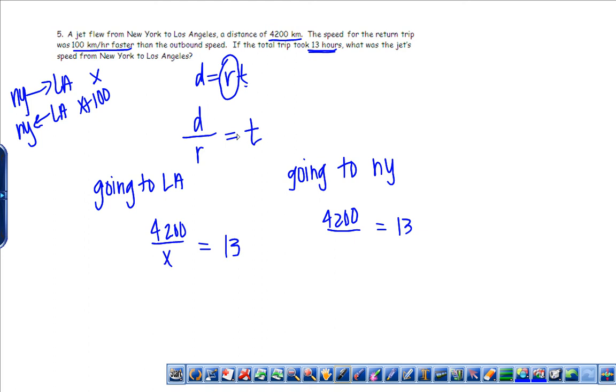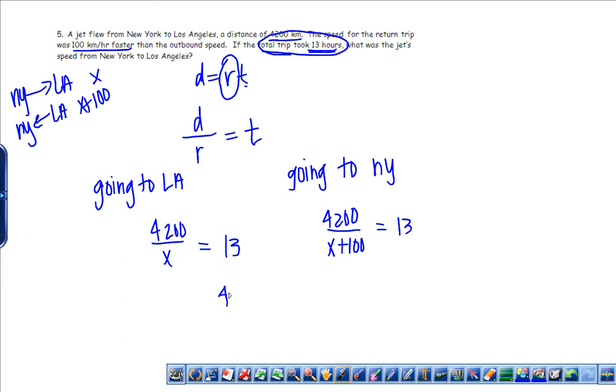So when I go to LA, my rate is going to be X. When I go to New York, my rate is X plus 100. All right. The thing is, I can't set these as two different equations. It says that my total trip was 13. So I'm going to set these as one equation.